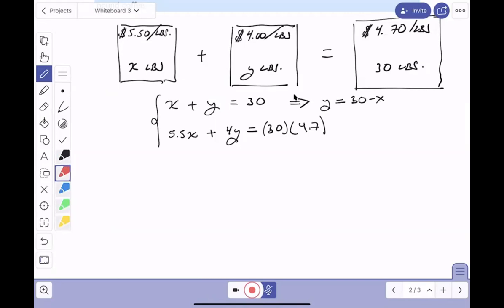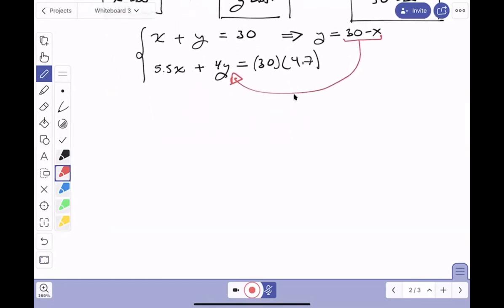And I want to put on what I'm going to do now. I'm going to take this thing here, which is Y, and plug it in here. And I'm going to get something pretty simple when I do that. Let me go through that with you. You're going to get 5.5X plus 4 times what I believe Y is. Well, Y is Y, but it's also 30 minus X, equals 30 times 4.7.